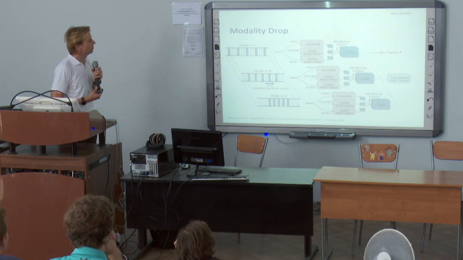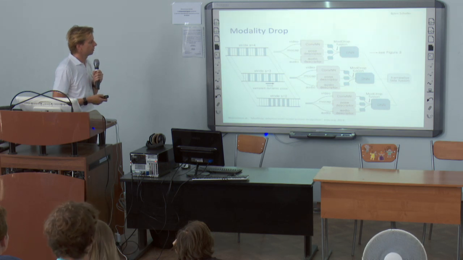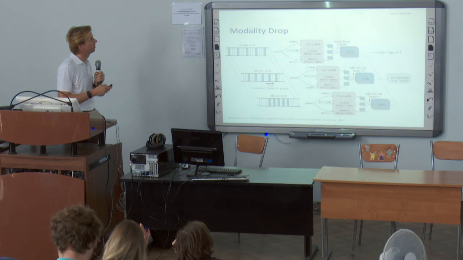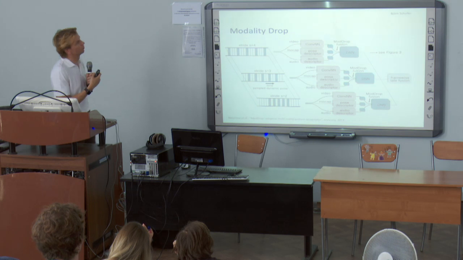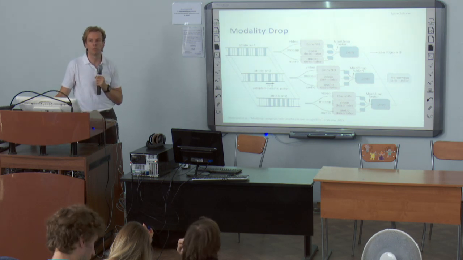So one thing you can do with neural networks to prevent failure in case of failing modalities is that you use dropout learning and drop out some modalities. Who is familiar with dropout learning?